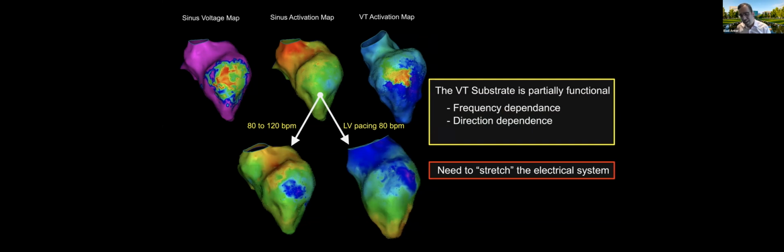And in some way, I like the sentence that Al Buxton actually gave me. He said, you need to stretch the electrical system like we do for the AV node. And I think it's true because VT doesn't occur during sinus rhythm. Something happens. Usually you have premature beats that come from somewhere else.